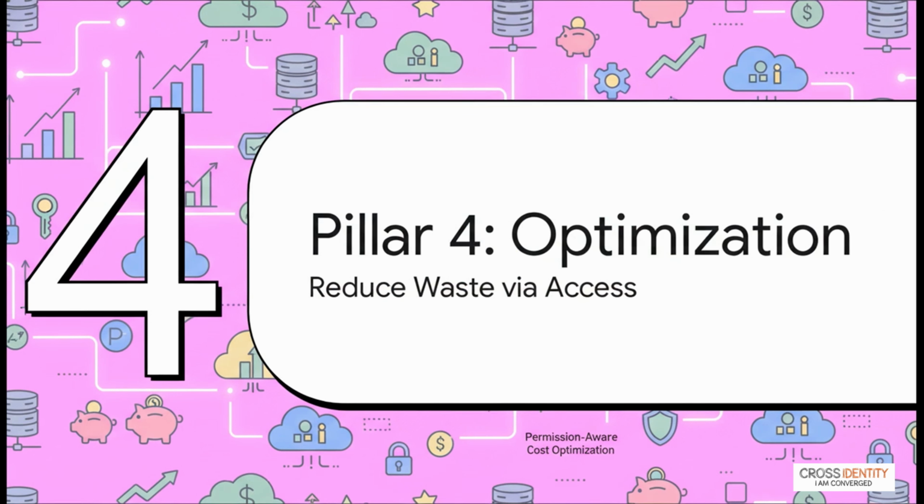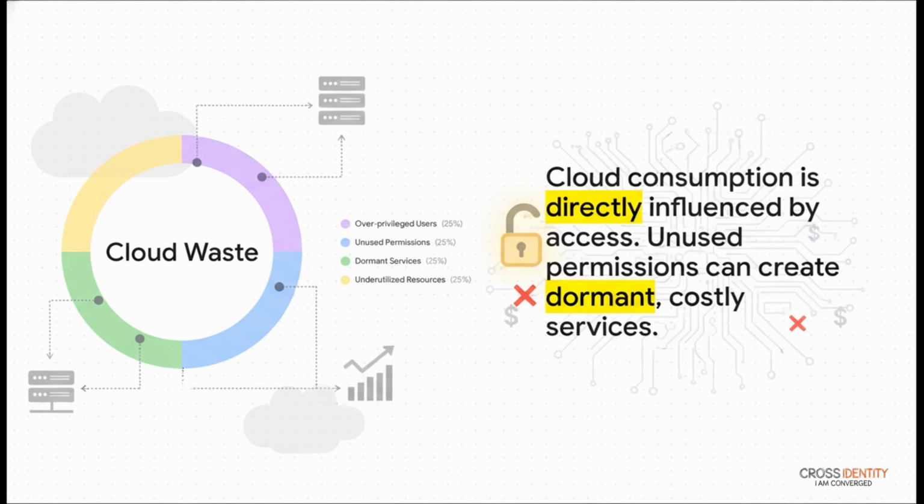All right, let's talk about the final piece of this puzzle, Pillar 4. This is where we connect all that security and governance work directly to the bottom line. Permission-aware cost optimization. It's all about using what you know about access to make smarter spending decisions. Just look at this chart. It shows you exactly how access and cost are tied together.